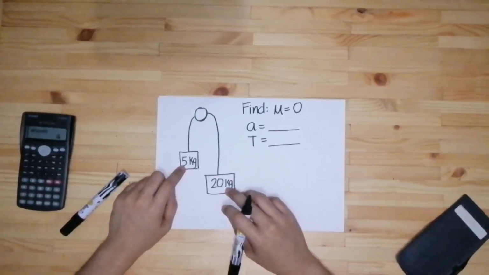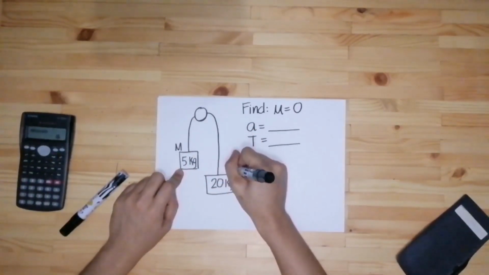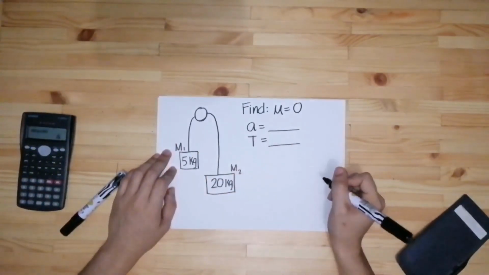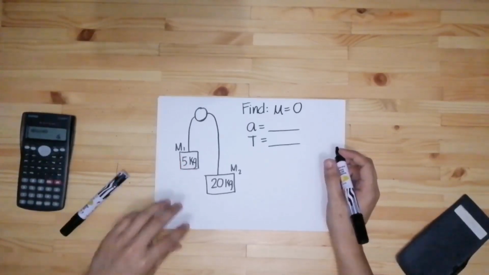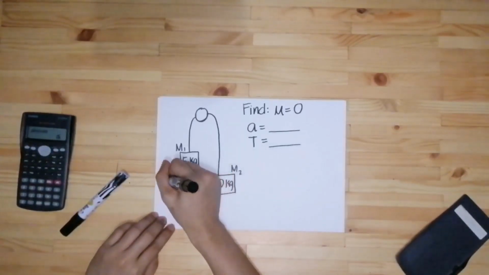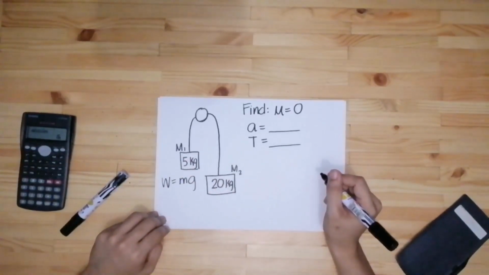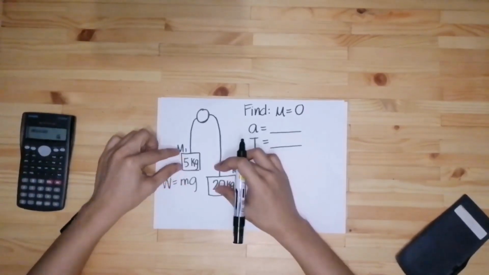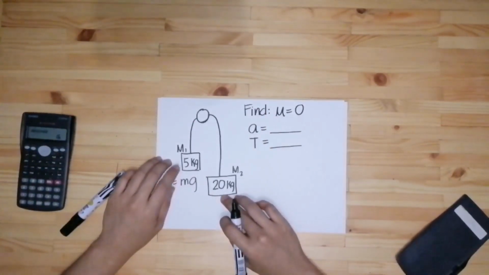Alamin muna natin yung weight nila. Okay, this is just the mass. Sabihin natin ito yung mass 1, ito yung mass 2. Ngayon, alamin natin yung weight. Sabi ko, may formula to get the weight. The formula to get the weight is W equals mg. Kasi aalamin natin yung weight nila para malaman natin sino yung aangat sa kanila, sino yung bababa. Kasi may pulley tayo eh. So ito ay 20 kilograms, ito ay 5 kilograms.